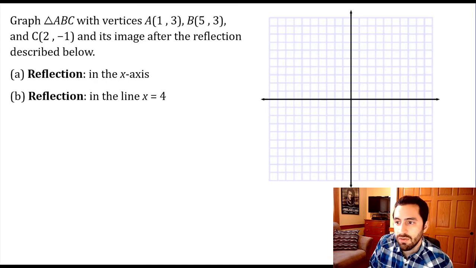So let me start by graphing this triangle. We have (1, 3) for point A, (5, 3) for point B, and (2, -1) for point C. So this was A, B, and C. And I'll connect these together to form my triangle.